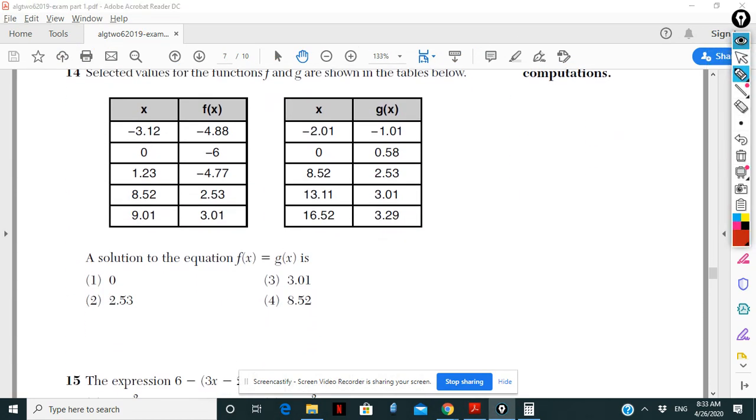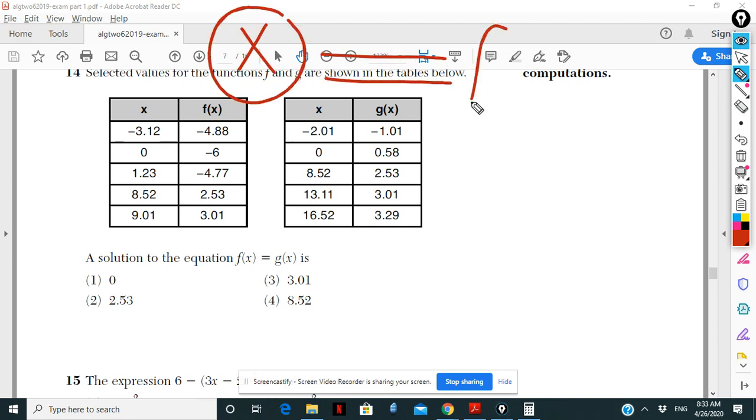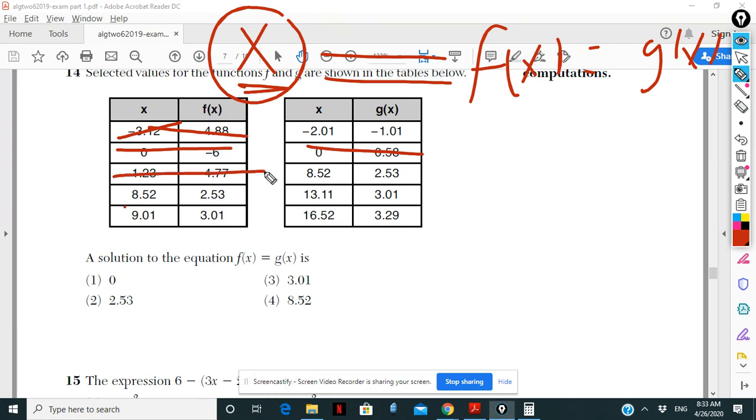Question number 14. Now he wants a solution. He's giving me some data, and he's saying a solution for the equation if fx equals gx. So I have x values giving me fx equals gx. So I'm looking for the x value that is the same. So here negative 3.12, I don't have negative 3.12. Here is 0, 0 giving me two different numbers, so that's incorrect. Okay, 1.23, I don't have 1.23 there. 8.52, 8.52. What is the value? 2.53, 2.53. So the answer is 8.52. The answer is 4.